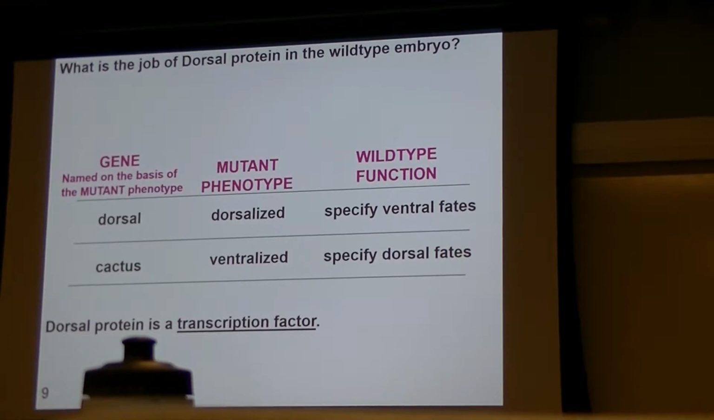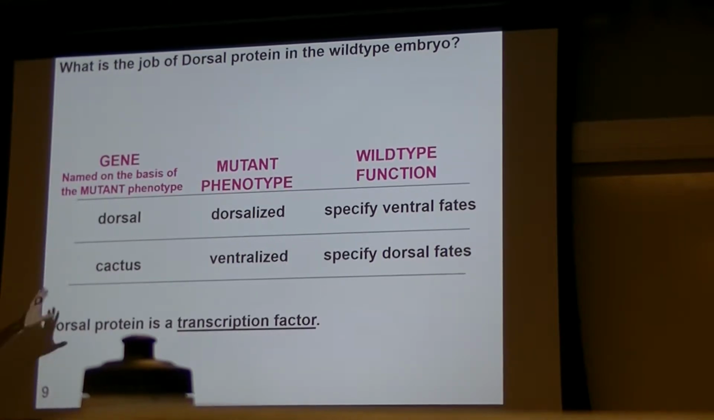But then you get to thinking about, well, what does dorsal actually do in the wild type embryo? And what was missing in the dorsalized embryo are the ventral cell fates. So the job of the dorsal protein is actually to provide the ventral fates. So, it gets kind of squirrely here. But I wrote it all out.